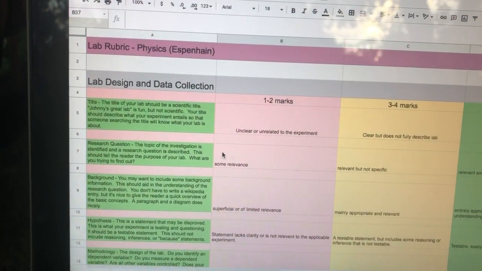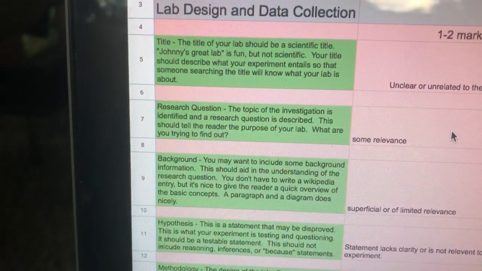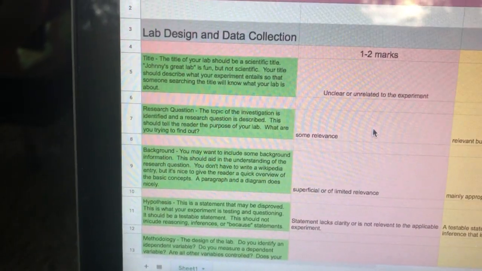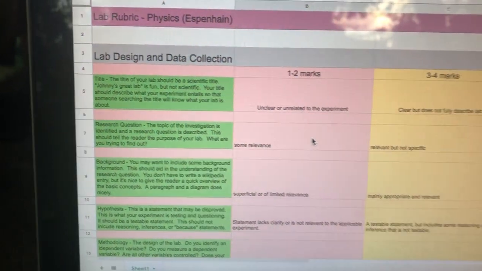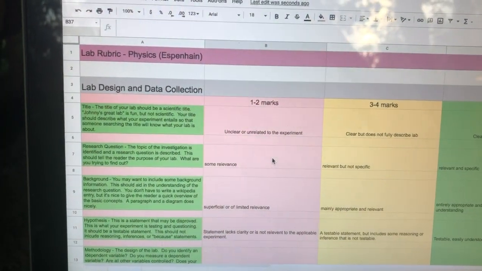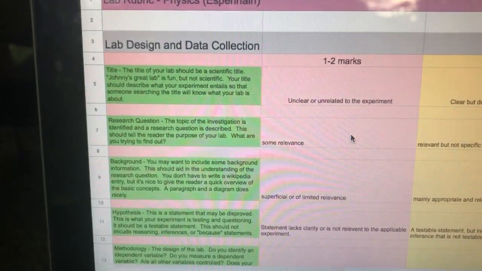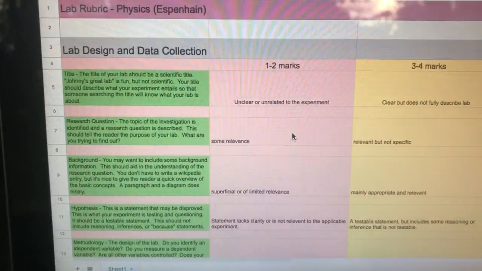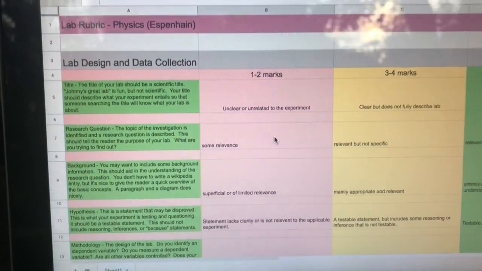The research question is basically what you're trying to find out. So I want something that's kind of relevant and specific to what you're doing. So for you guys with your acceleration lab, your research question might be something like, how does acceleration down a ramp vary with the angle of the ramp?